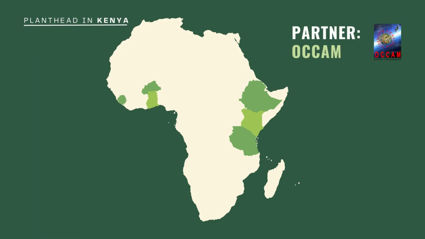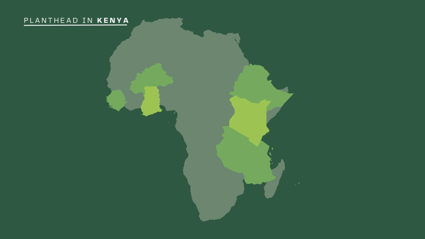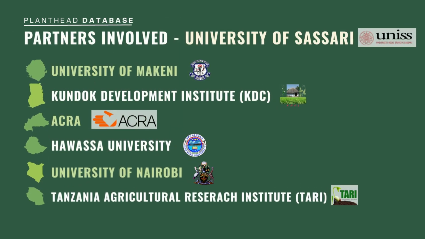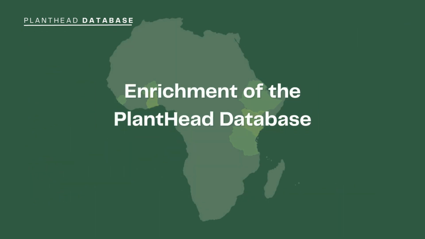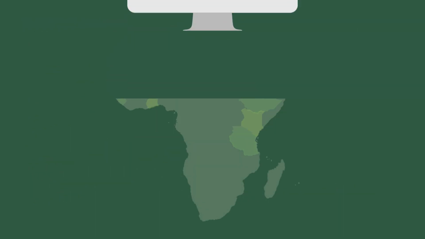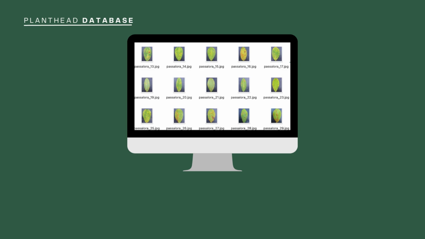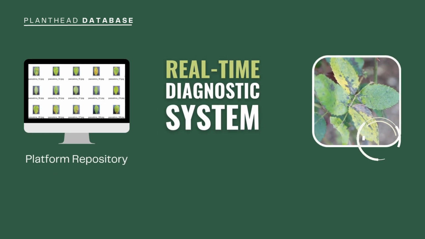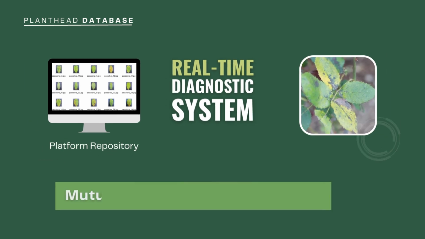During the experimentation phase, Occam, in collaboration with the University of Sassari, involved one partner for each IWABELT African country in enriching the PlantHead database with data on crops and diseases. The storage of images in the platform repository has represented the fulcrum for developing the real-time diagnostic tool, allowing storage of image files used for plant disease recognition, and enhancing the creation of a mutual information exchange network.